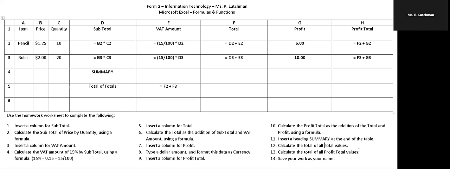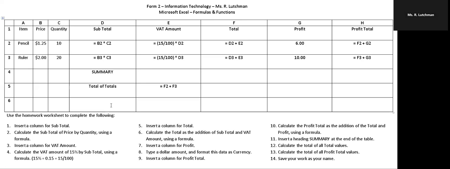Okay, number 13. Calculate the total of all profit total values. So profit total values, that's over here. I don't want the table heading. I want the values themselves. So that's these two cells here. And I want the total. So that's another addition.